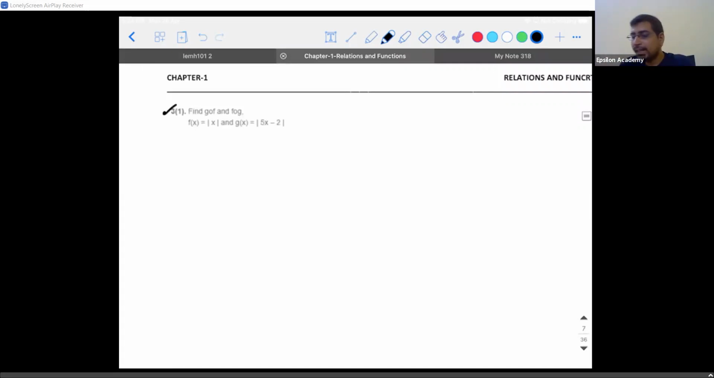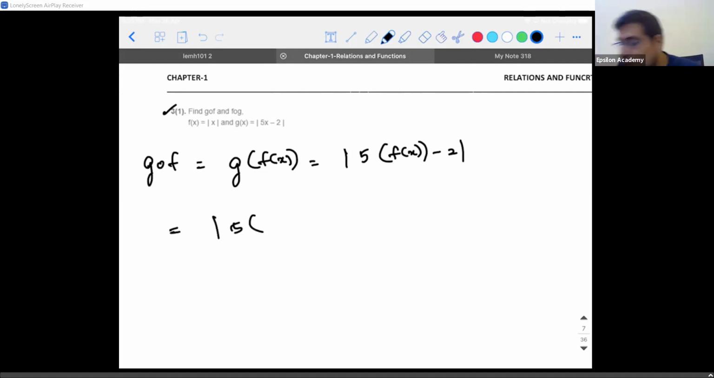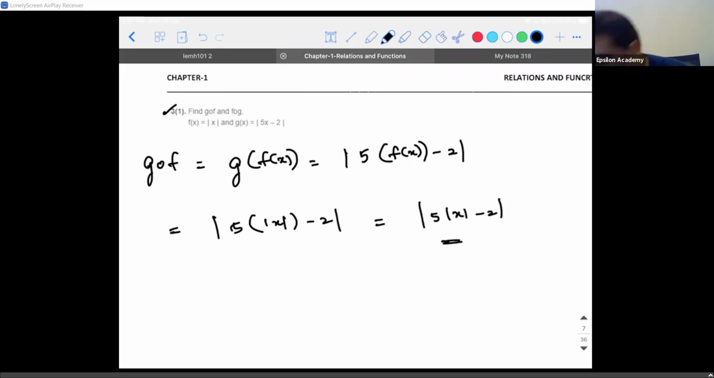So third one, find G circle F and F circle G. How to do this? You have modulus functions here. You need to be very careful with this. So G circle F is nothing but G of F of X. Right? So what is G of X? Mod of 5 into F of X minus 2. So mod of 5 into what is F of X? Mod X. So mod of 5 of mod X minus 2. This will be G circle F.